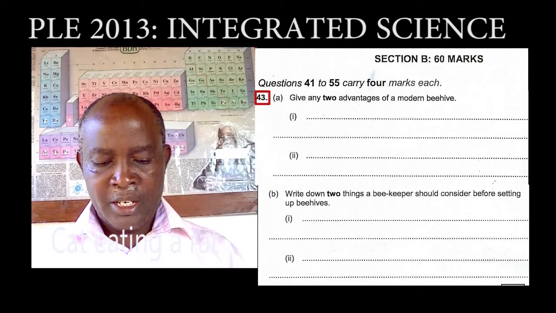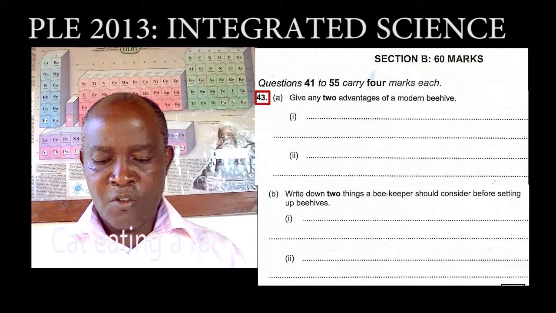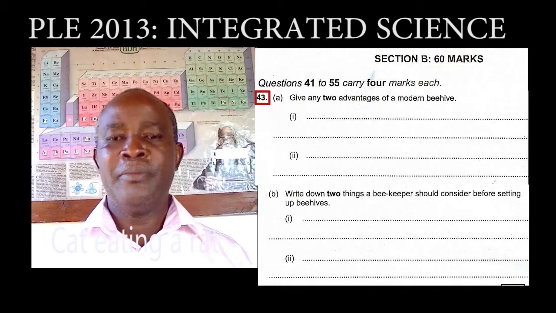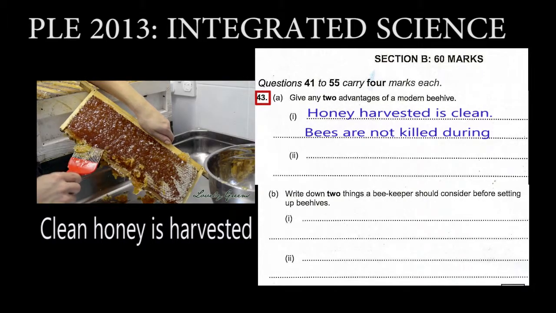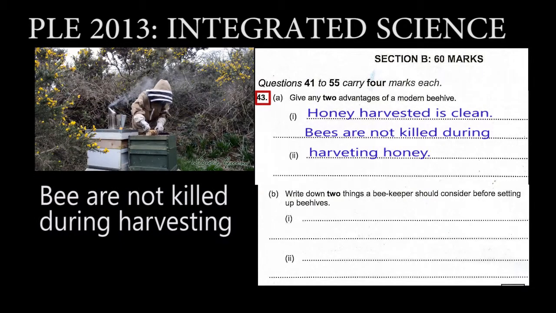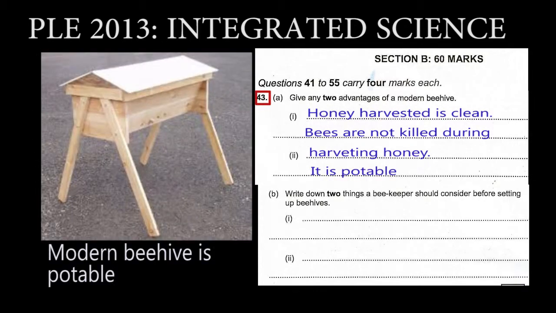Number 43. Give any 2 advantages of a modern beehive. It enables one to harvest clean honey. It does not kill bees when honey is being harvested. It is portable and can be carried from one place to another.